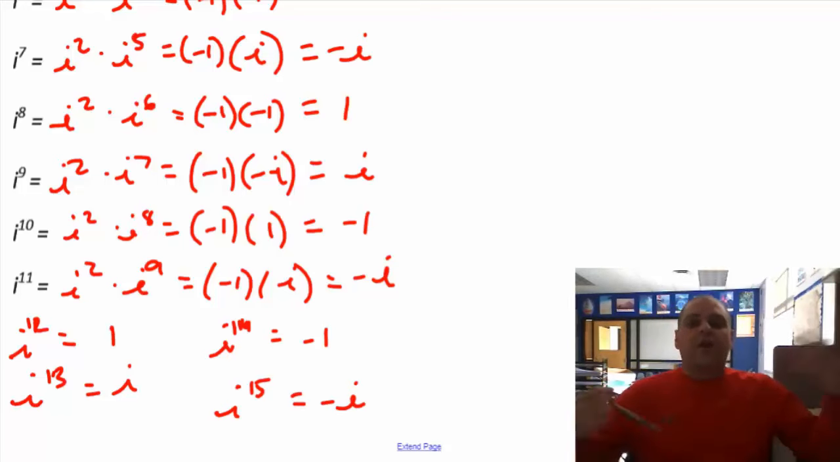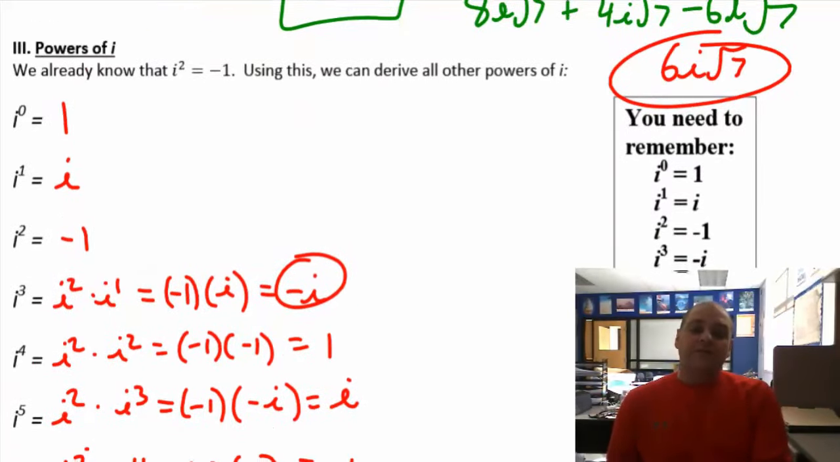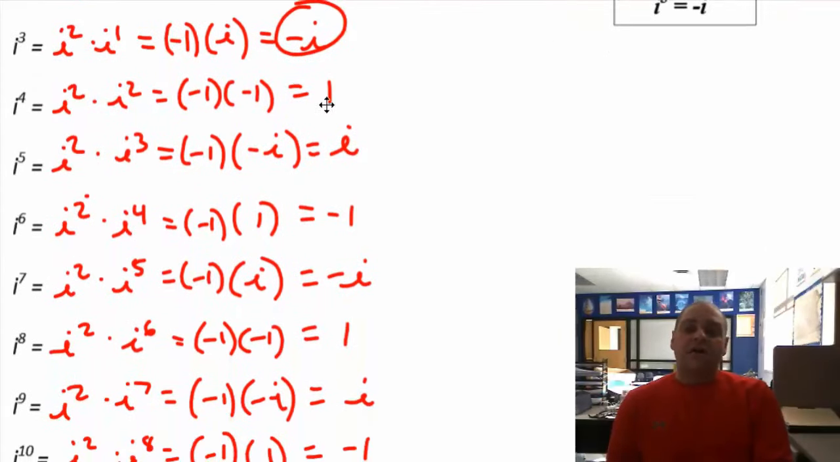They can ask you i to the 386th, and you just have to keep counting. Wait, I have to count all the way up to 386? No, you don't have to do that. Maybe you could come up with a shortcut. Do you see a shortcut?